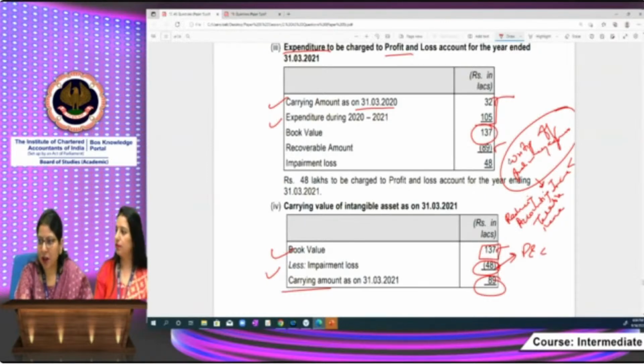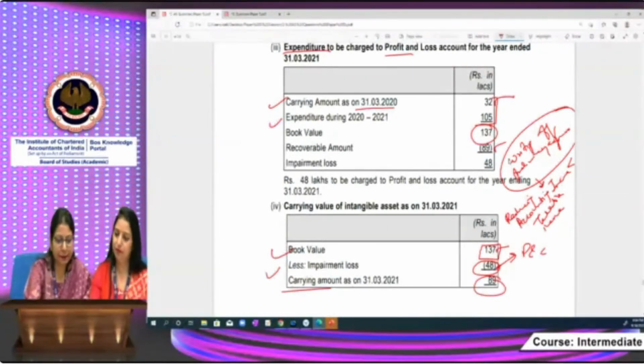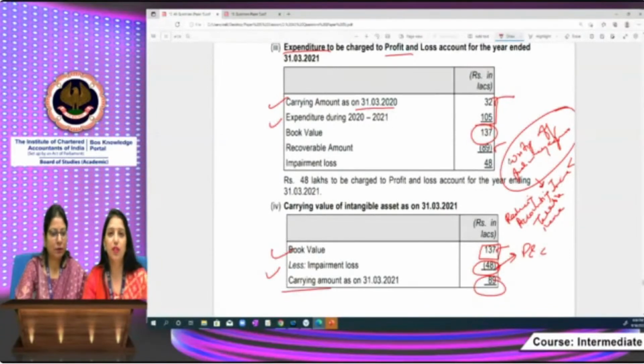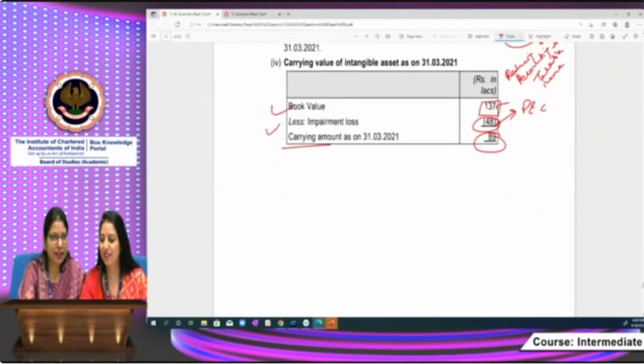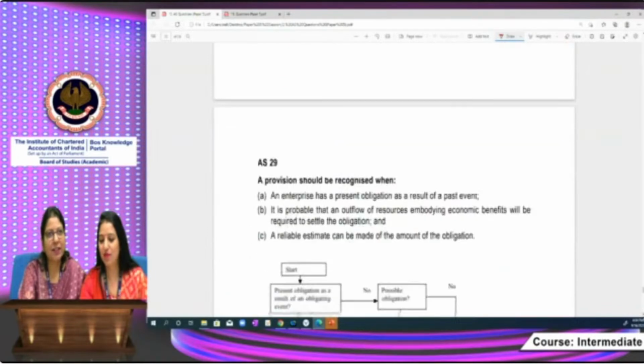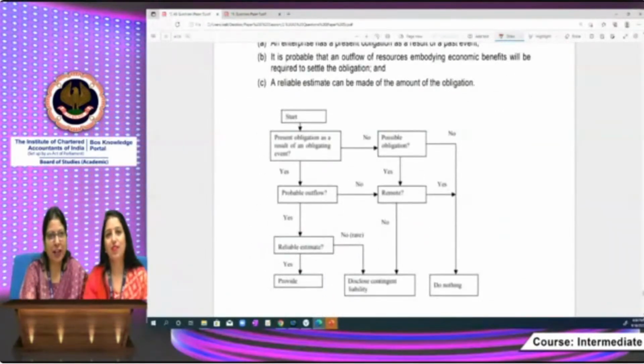Now come to AS 29. AS 29 is very interesting, and last, hopefully: Provisions, Contingent Assets, and Contingent Liabilities. The standard is in itself a story-type standard. If you read the standard in the form of a story, you will really like it, and you will find the provisions of the standard so interesting that they belong to our day-to-day business operations. You will try to connect them with your day-to-day activities.